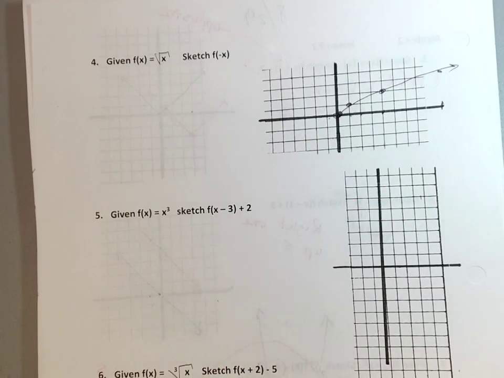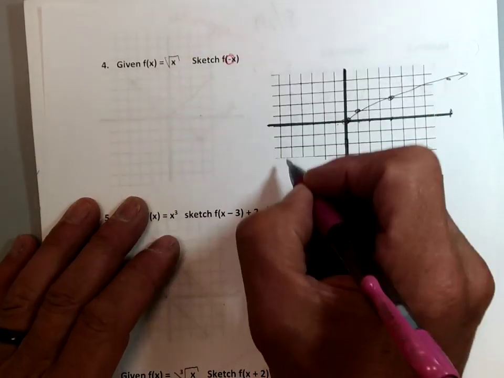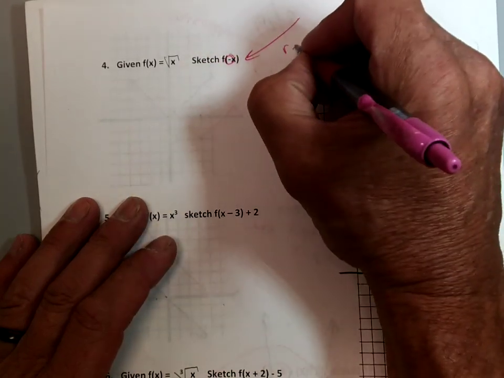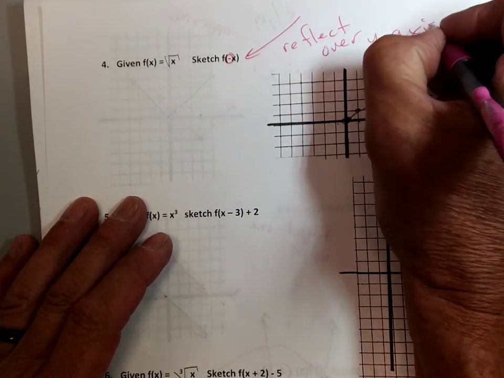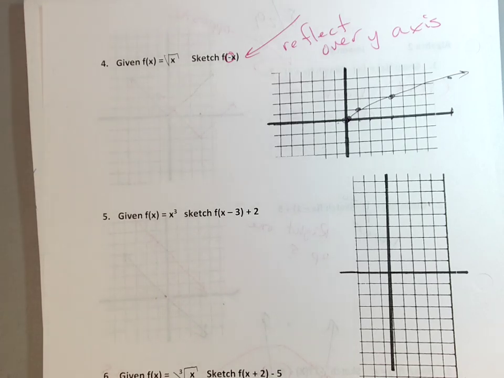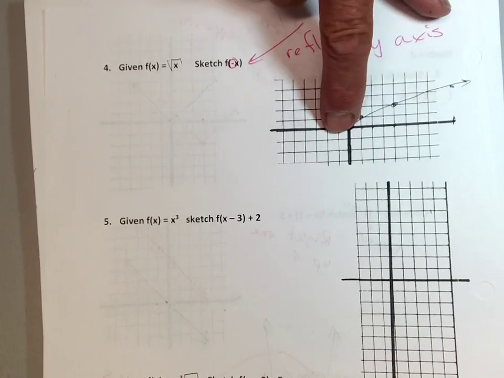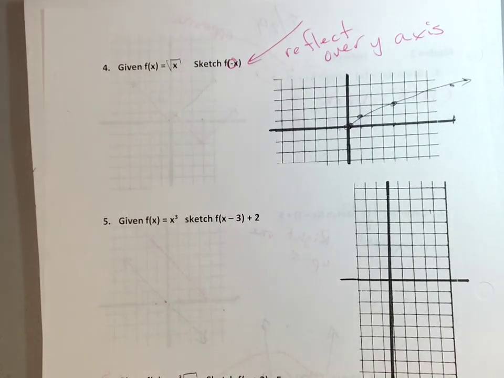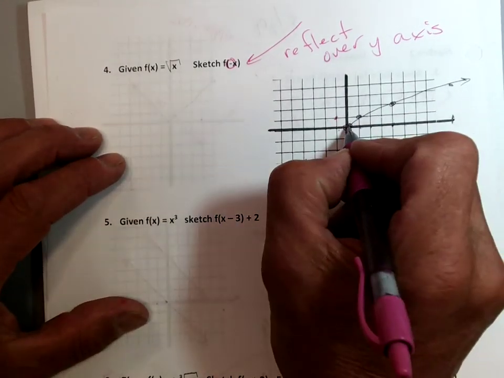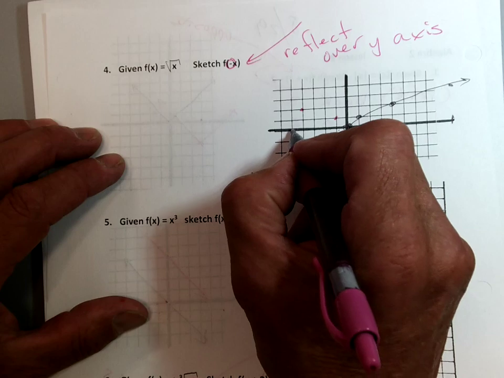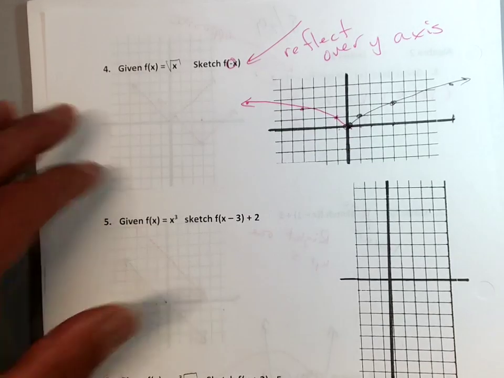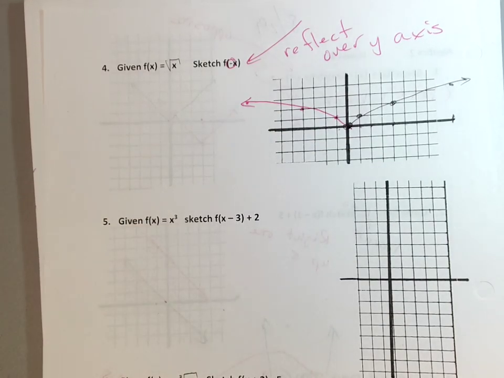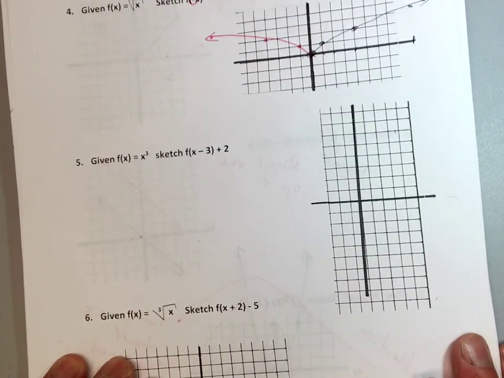Okay, now I've got this negative on the inside, and that means I'm going to reflect it over the y-axis because all the x's become negative. So if all the x's become negative, the graph goes that way. Does that make sense? So there it is. We're just going to do the exact same graph, but 1, 2, 3, 4, 5, 6, 7, 8, 9, and 3. So it looks like that. How's that? Make sense?